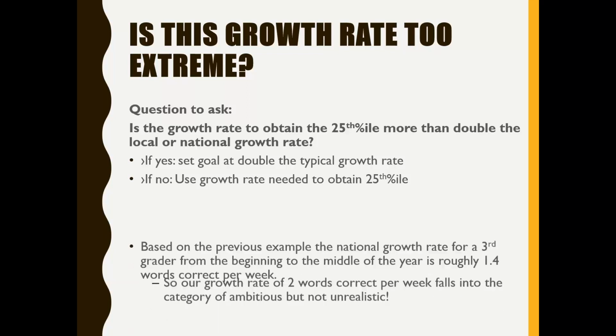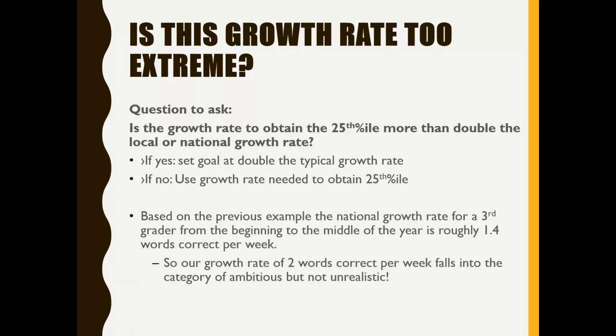So for instance, with the example we just did, the national growth rate for a third grader from the beginning to the middle of the year is roughly 1.4 words correct per week. Let's compare that to what we came up with. Our growth rate of 1.8 words correct per week falls into the category of ambitious because it is above typical growth, but it's not unrealistic, because to get to the threshold of being unrealistic, we would be looking at something around 2.8 to 3, since that would be doubling the typical rate.